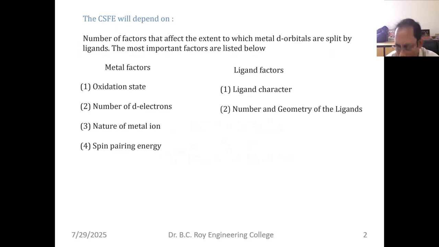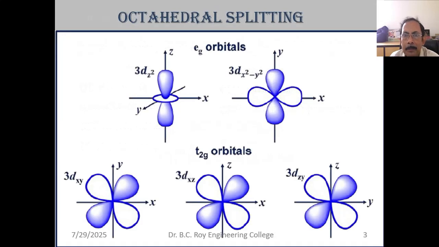Oxidation state: if you take a higher oxidation state, more will be the interaction with the ligands. Higher oxidation state will give more interaction. Lower oxidation state will give less interaction. For example, ferrous and ferric. Ferric will give more interaction with the same type of ligand. Ferrous will give less interaction. So that is your metal factor.